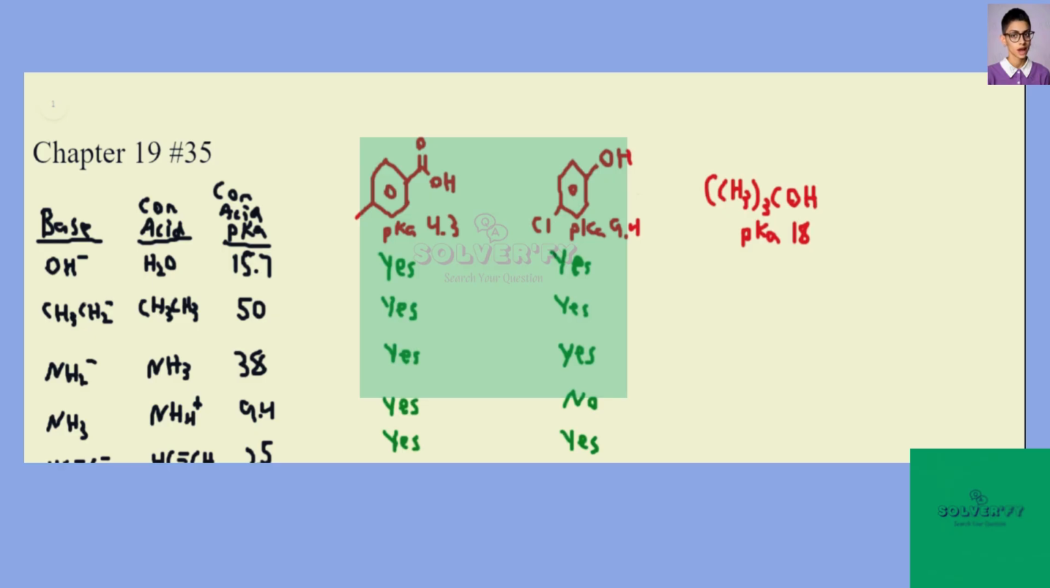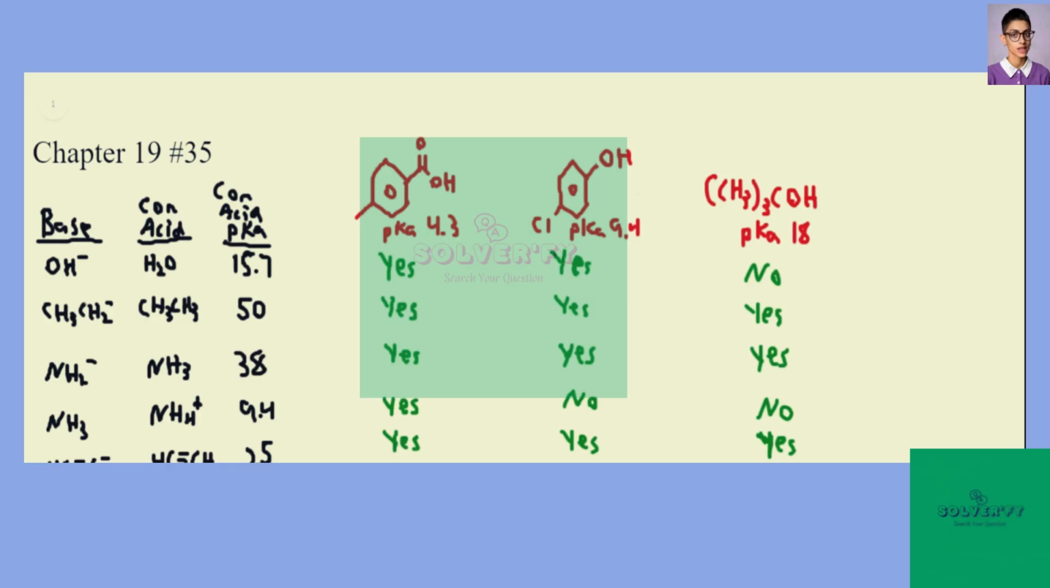And then the third molecule, this tert-butanol, so 15.7 is not higher than 18, so that's going to be a no. 50 obviously is. 38 is higher than 18. 9.4 is not higher than 18, but 25 is. Okay, and so that's the way to do this.